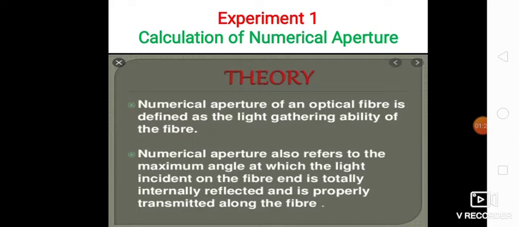As we all know, numerical aperture is related with acceptance angle, but when we consider acceptance angle with refractive index of air, core and cladding, it will become a numerical aperture definition.